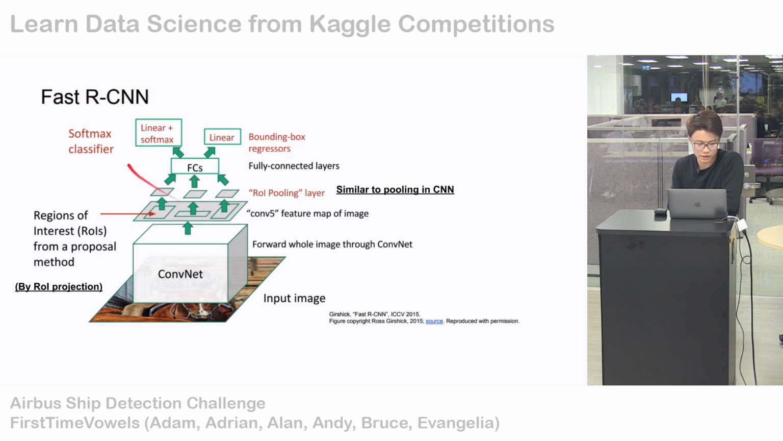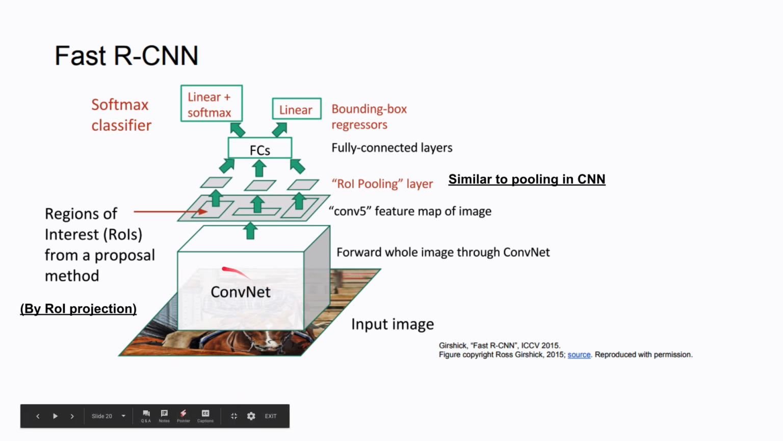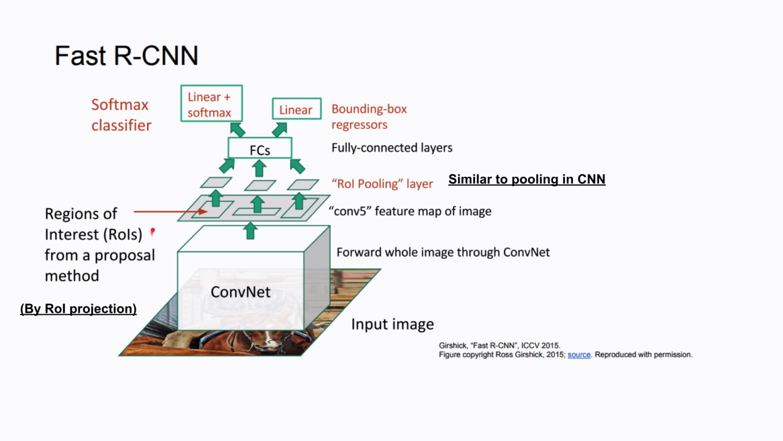Like I mentioned in R-CNN, for each image they have around 2,000 proposals, and then they feed each of them into the network. That's very expensive. So what they do is first put the whole image into a neural network, and then extract the region of interest from this feature. The feature is the output of the convolutional neural network. And then they do a pooling layer.